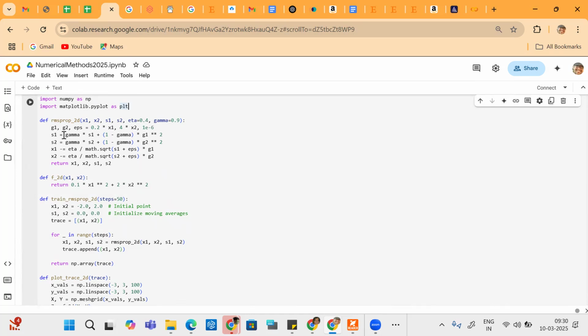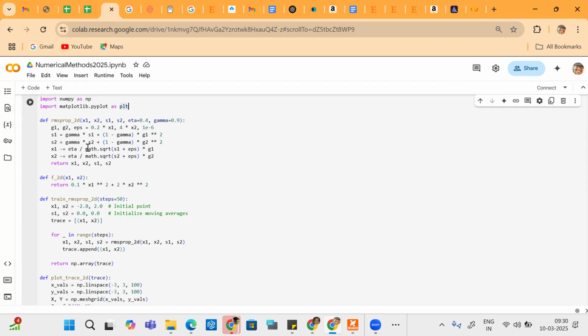And the same thing you saw in your slides, we are just doing it. S1 and S2 capture the values. What are S1 and S2? S vector. S1 is the first component, S2 is the second component. S1 is gamma times S1 plus 1 minus gamma times the squared gradient. Is this exactly what you have seen in the slide? The squared gradients. And the same we are doing with S2.